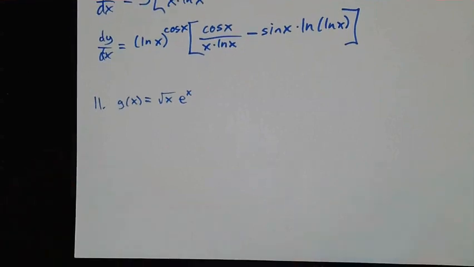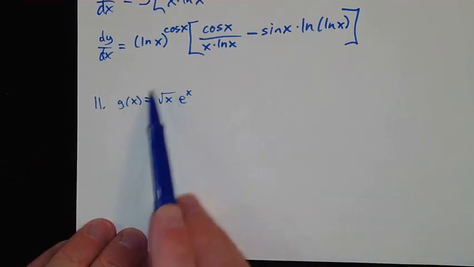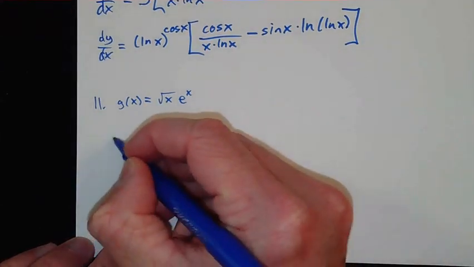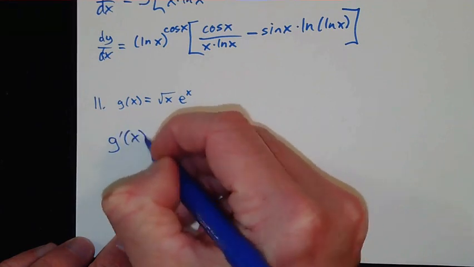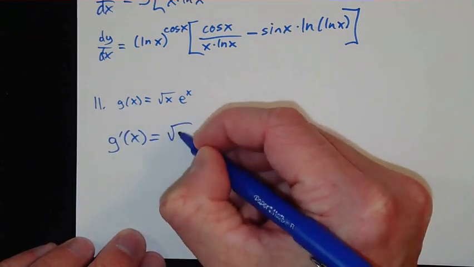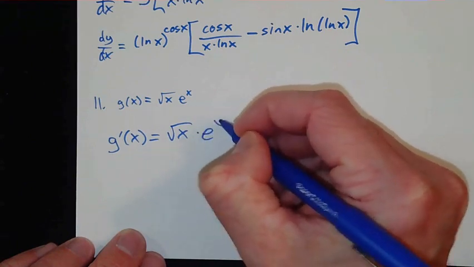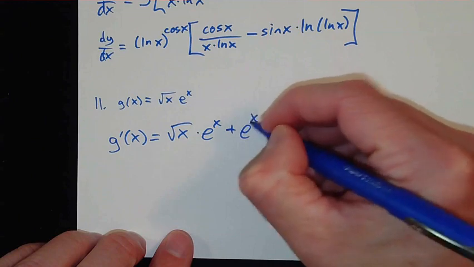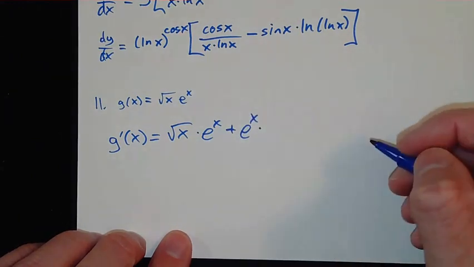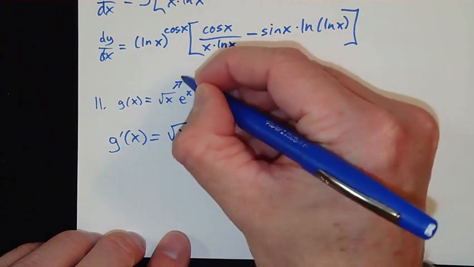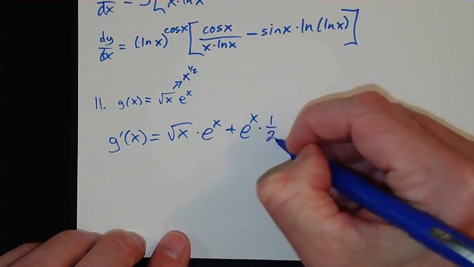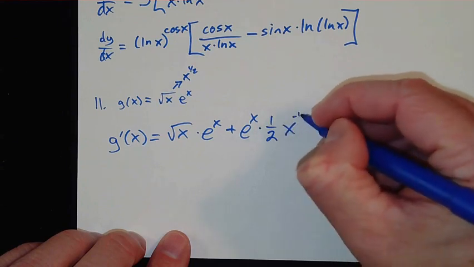Question number 11, the reason I chose question number 11 is because I wanted to just jump off of the page at you. When you look at this and you see these things are multiplied, this is instantly a product rule problem. The derivative g prime will be the first times the derivative of the second. The derivative of e to the x is just e to the x, plus the second times the derivative of the first. You might want to think of that square root of x as x to the 1/2 power. And so its derivative is 1/2 x to the negative 1/2.